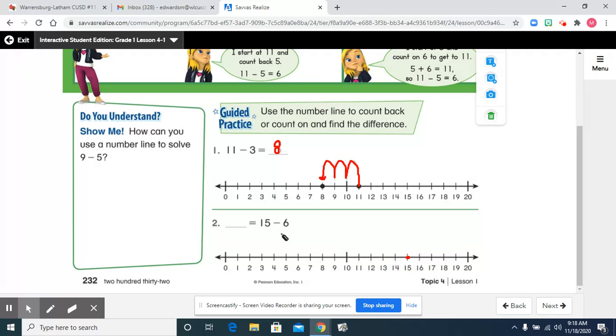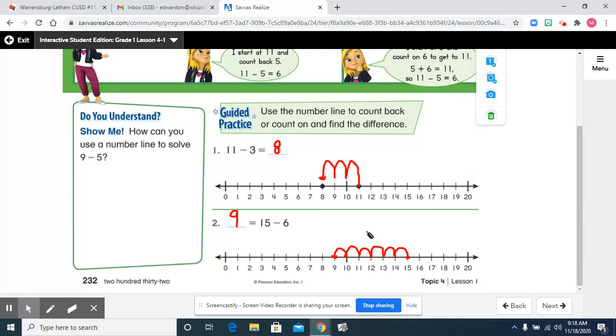Now we are taking away 6. So remember, take away means go backwards. So we need to take 6 hops backwards. So let's count. 1, 2, 3, 4, 5, 6. All right, and after your 6 hops backwards, what number did you land on? Yes, you landed on 9.